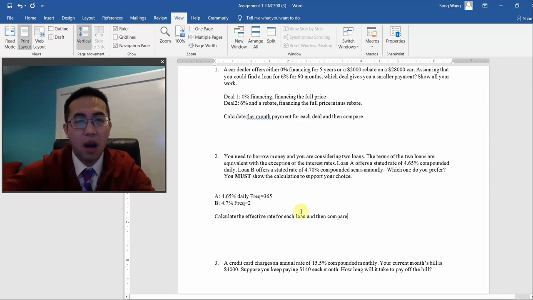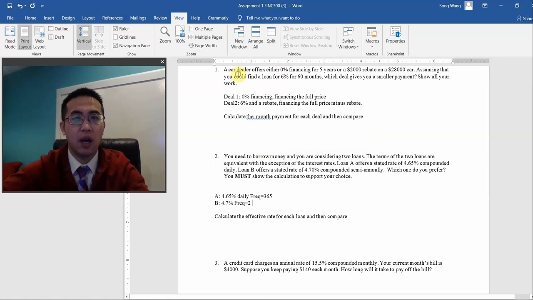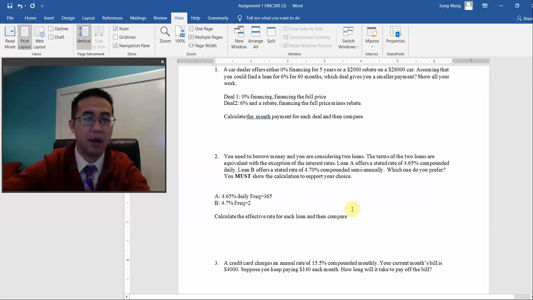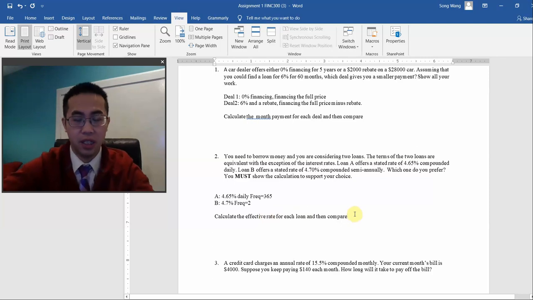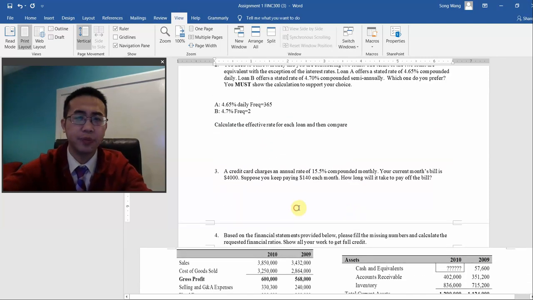If you are on the borrowing side of the loan, then you prefer to pay a lower effective interest rate. Just like when you are borrowing for a car loan, you prefer a smaller monthly payment. So you need to calculate the effective rate for each loan and then compare. Whoever is lower is the better one.